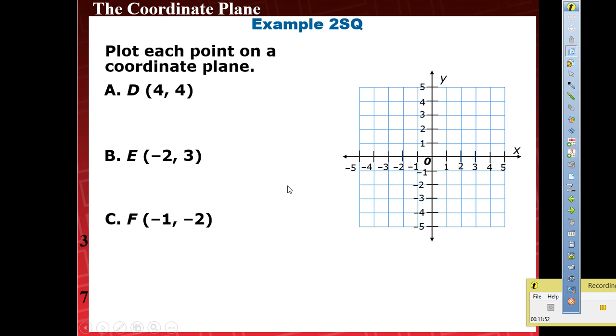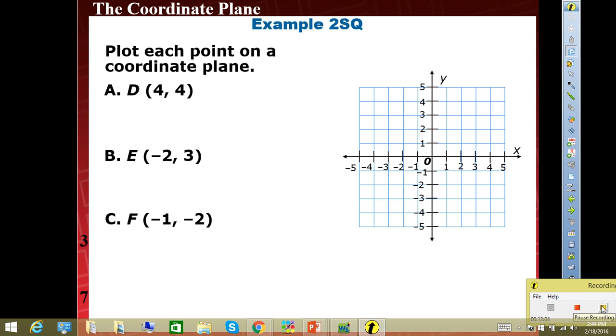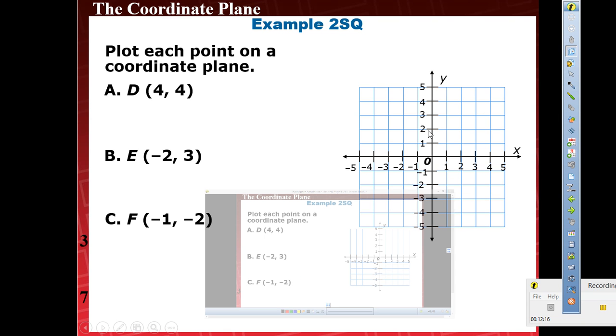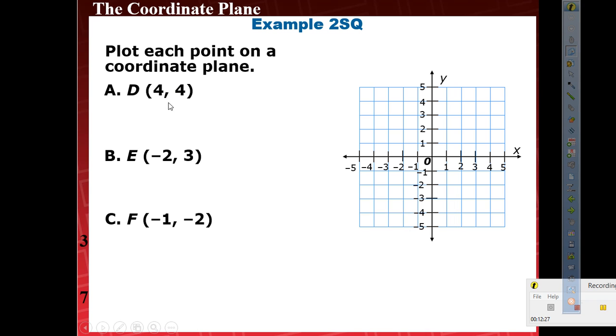Look at this one. Don't say it out loud. Okay. Tell your neighbor which quadrant each of these is in. Go. All right, let's see. Point D. What quadrant? Jimena. Quadrant 1. There it is. B. Brian. Quadrant 2. Yep, and the last one is right there.